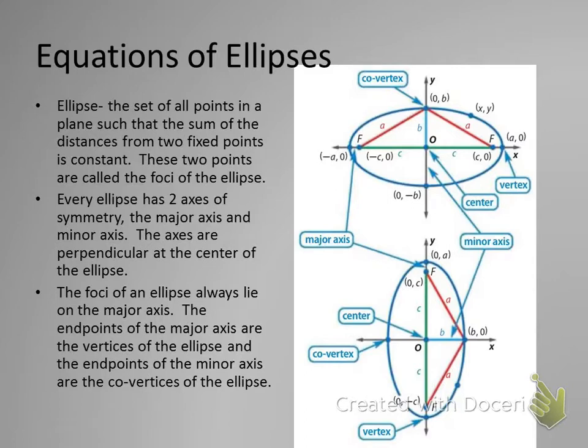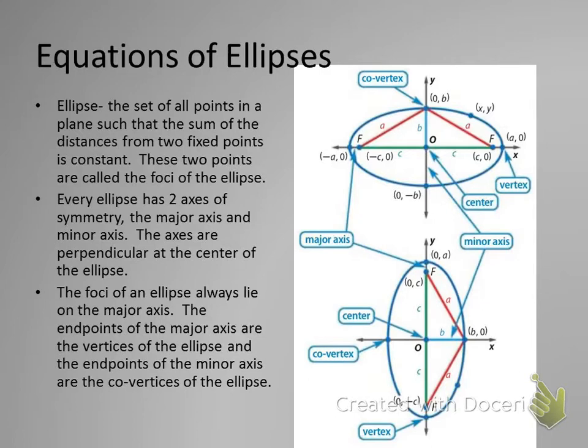The foci are always on the major axis, because your vertices are always on the major axis, and your foci are just a little bit inside from your vertices. The endpoints of the major axis are the vertices of the ellipse, and the endpoints of the minor axis are the co-vertices of the ellipse.